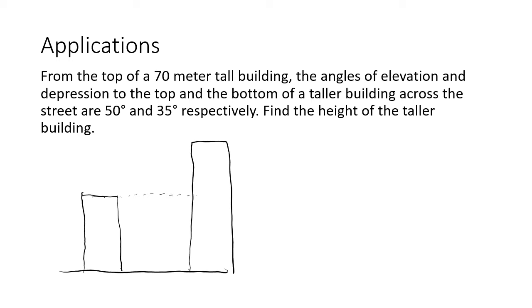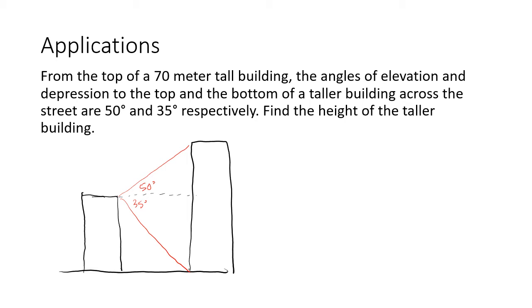But it's across the street, and the angle of elevation to the top, like so this angle right here, is 50 degrees. And down to the bottom here is 35 degrees. That's what that says there. So find the height of the taller building.